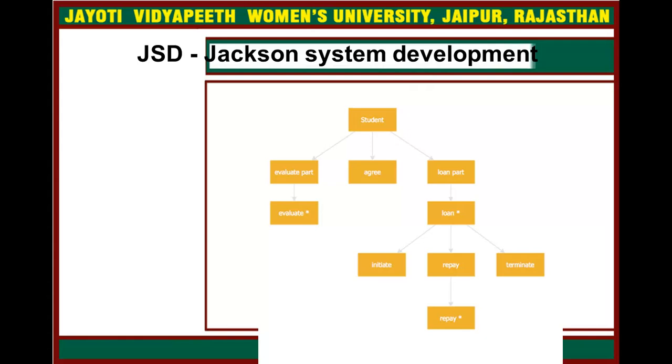Now look at this diagram. In this, student is divided into evaluate part, agree, and loan part. This loan part is further divided into single loan and initiate, repay, terminate. So this is a Jackson System Development chart.